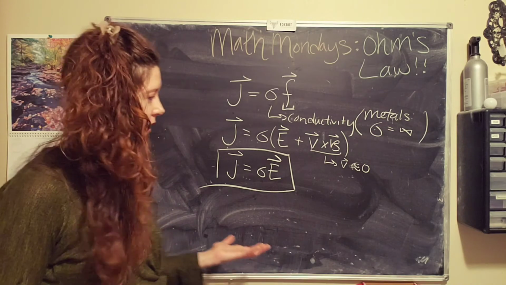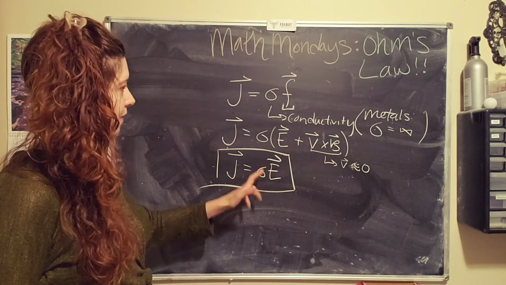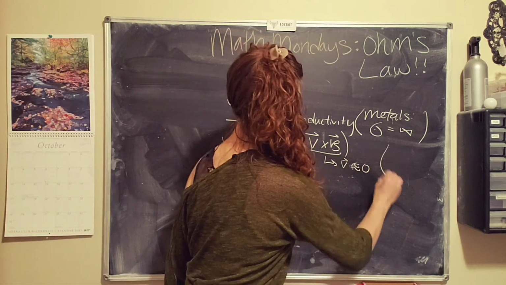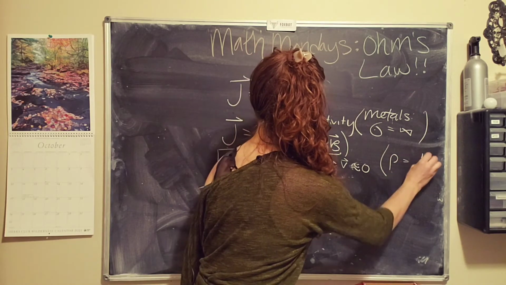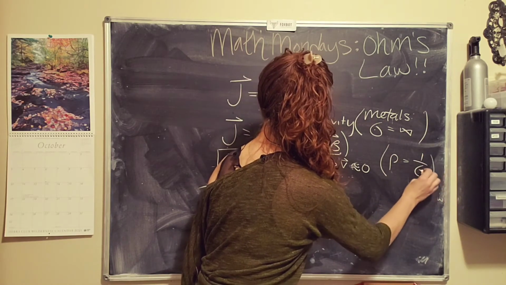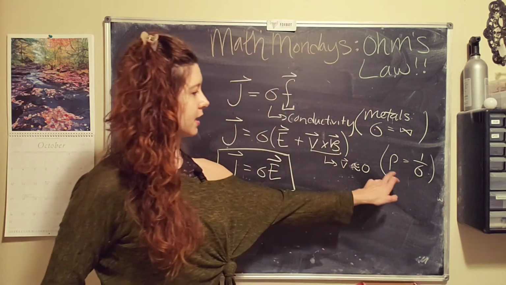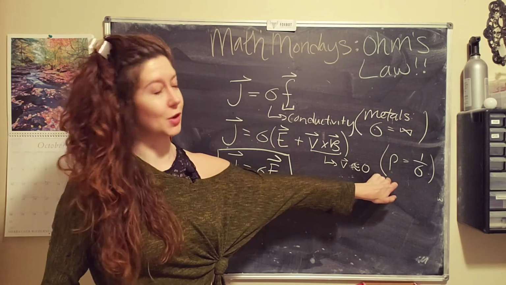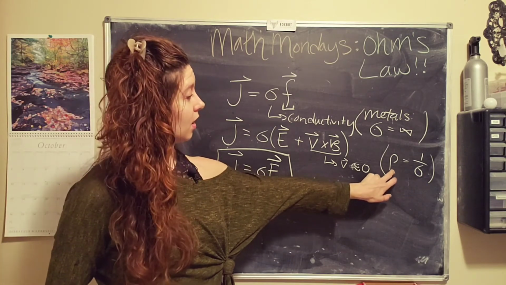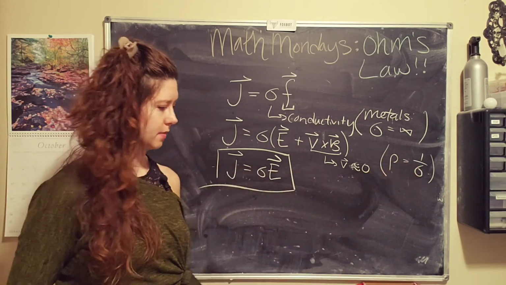Pretty cool. So you actually can look up the values of conductivity. The one last thing that I'll say is that you might also see the resistivity, which is 1 over sigma. It's kind of confusing because this is not charge density. This is resistivity, which is just flipped.